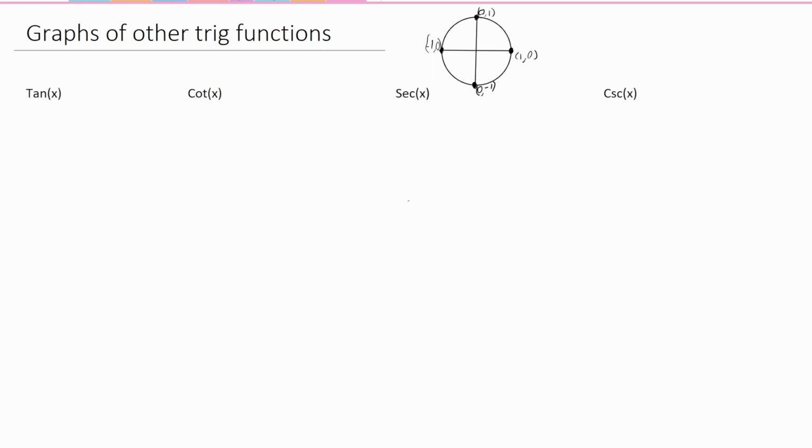Today we're going to be talking about the graphs of other trig functions. Previously, we talked about the graphs of both sine and cosine. Today, we're going to talk about the graphs of tangent, cotangent, secant, and cosecant. Now, to start off, let's talk a little bit about tangent.